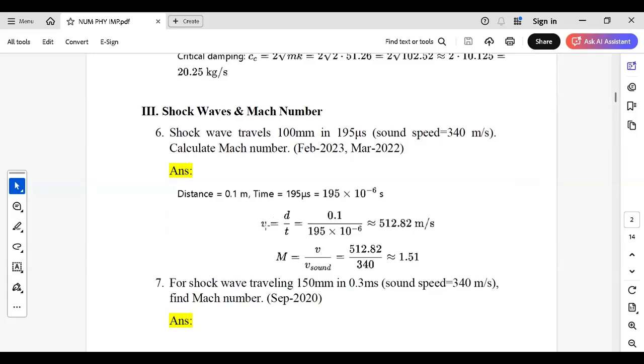Velocity is equal to distance by time. So distance here is 100 millimeters, which converted to meters becomes 0.1 meters. Time is 195 microseconds, and micro means 10 to the power minus 6. So the answer you get is 512.82 meters per second. We substitute that with the velocity of sound, so it becomes 1.51 as your Mach number.